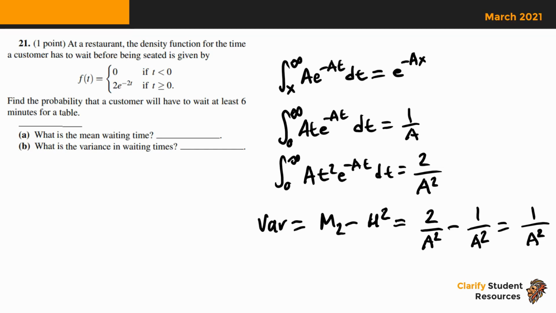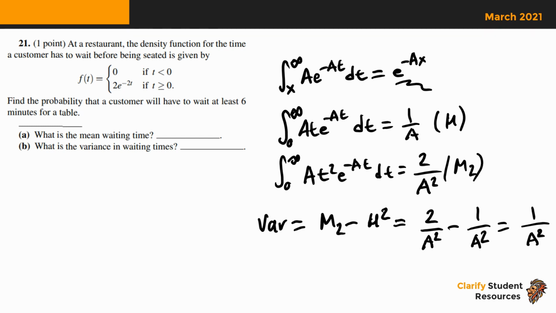All right, so for question 21, we run into that function a e to the negative at again. There are some common patterns you might want to learn about this function, because it comes up a lot on exams and Webworks. The first one is when you integrate from x to infinity a e to the negative at dt, we end up with e to the negative ax. When we integrate at e to the negative at dt, it's 1 over a, so this is basically the mean, or the first moment. And when we integrate at squared e to the negative at, we get 2 over a squared, which is the second moment.